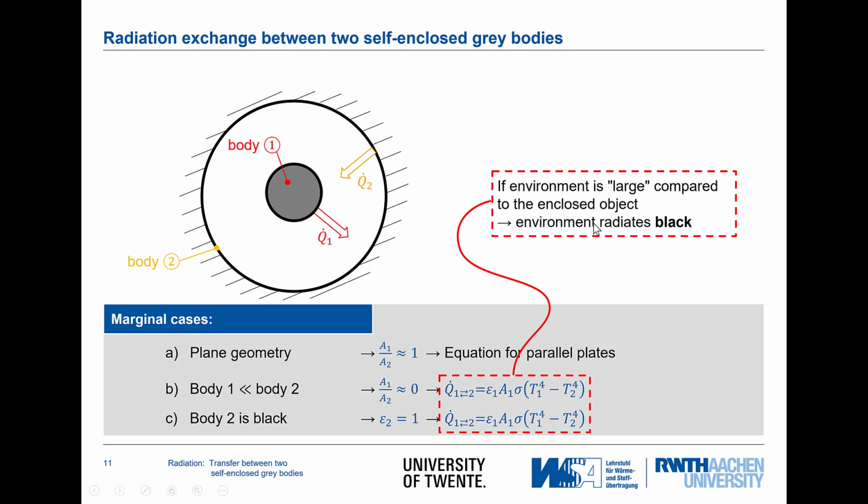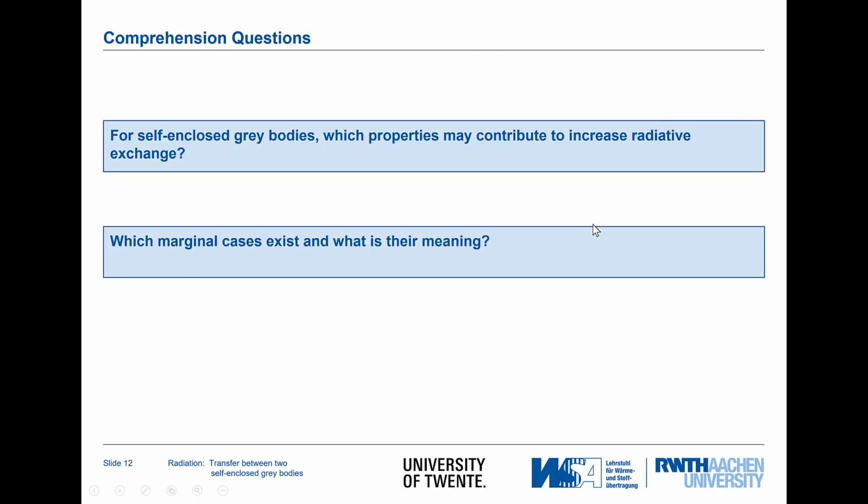Now the comprehension question here is what is important for self-enclosed gray bodies, which properties contribute to increase the radiative exchange, and what are the marginal or the limit cases that exist and what's their meaning.